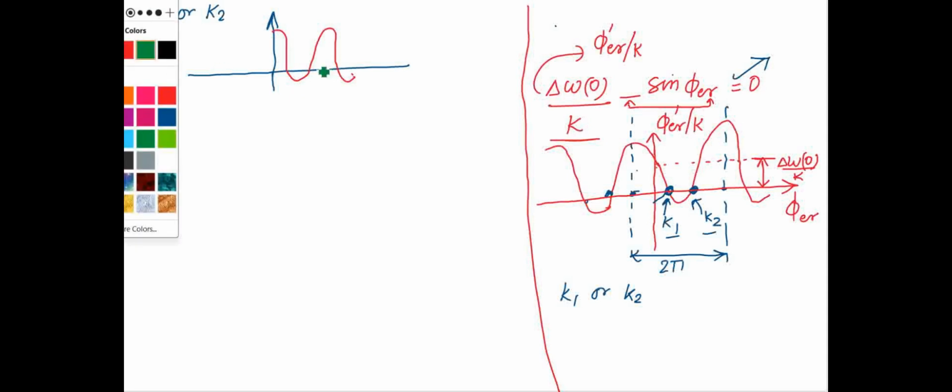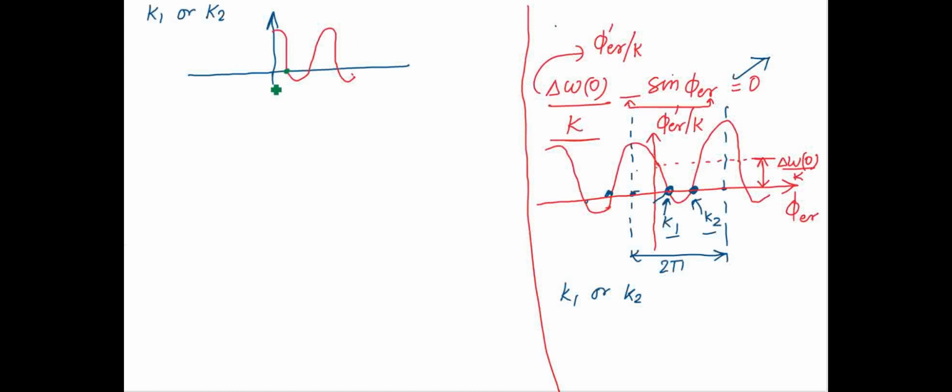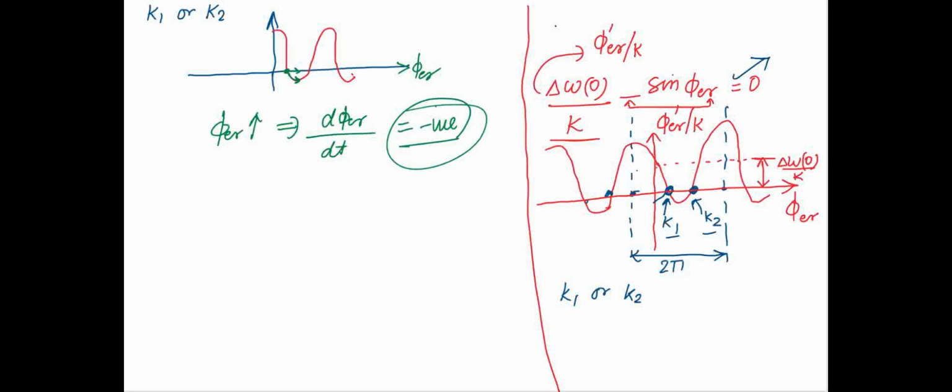Now see, if I'm at the K1 point and I'm increasing this del phi error, what will happen? You can see that the slope of phi error will also reduce. If I'm increasing phi error, then it implies that the slope will be negative. What does this imply? It implies that phi error will reduce and will come back to its previous state. It means that it will go back like this.